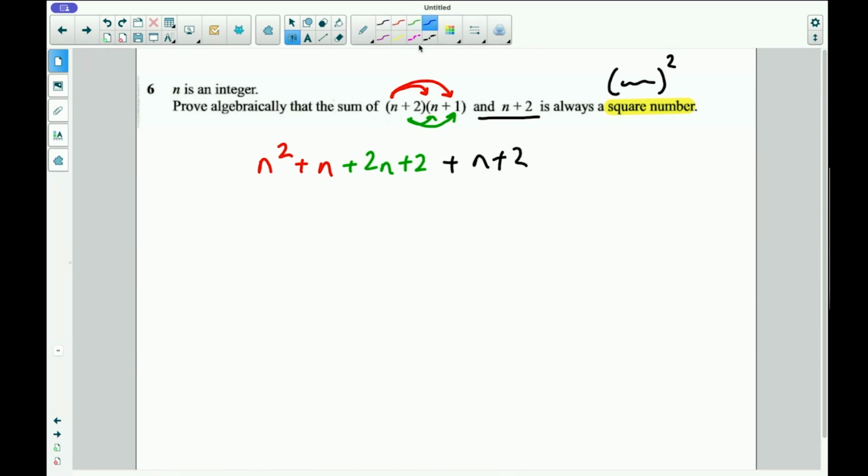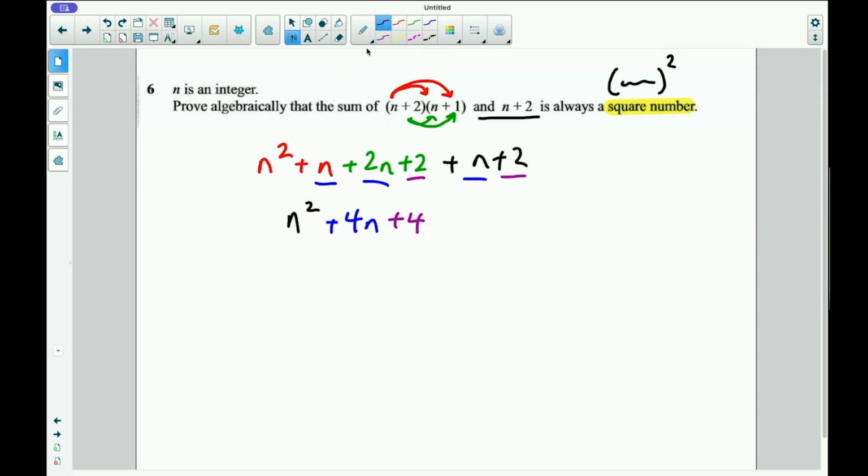So let's collect all of our like terms. So n squared is on its own. Then we've got n, 2n, and n. So that gives me plus 4n. And then we're going to collect our constant terms. So that's going to be plus 4.